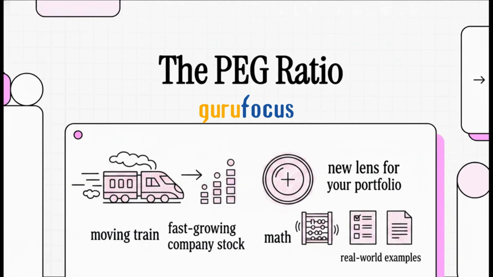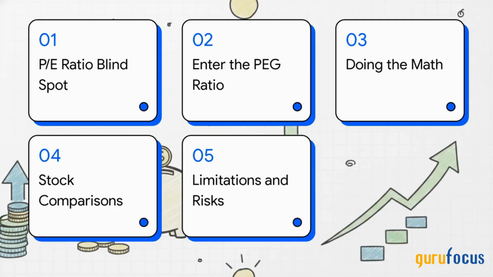We're going to use a seriously powerful tool called the PEG ratio. We'll break down the math, look at some real-world examples, and basically give you a brand new lens for evaluating your portfolio. Okay, let's just dive right into it. Here is our roadmap for today. We're going to start with the PE ratio blind spot, then enter the PEG ratio, move on to doing the math, hit some real-world stock comparisons, and finally, wrap up with the limitations and risks.